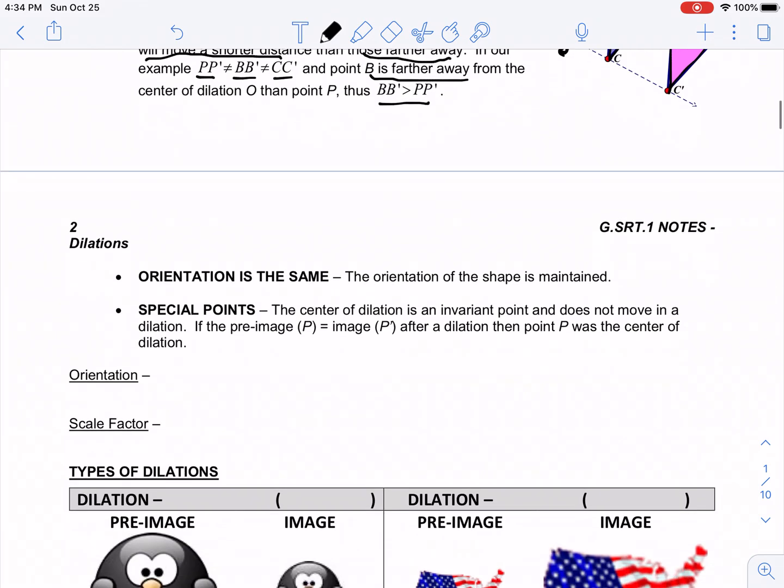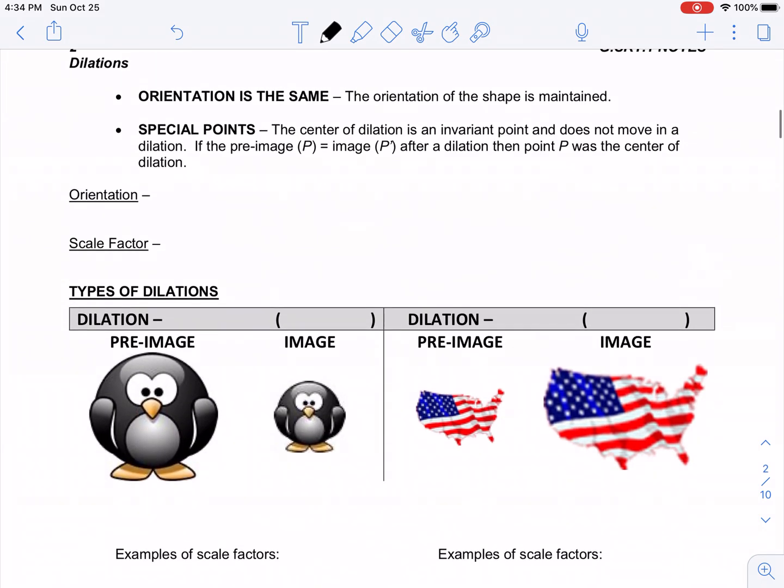So B prime is a greater distance than P prime, okay? Now, what does stay the same is the orientation. That kind of deals with the shape there. The orientation, the shape is maintained, okay? And they're trying to point out some special points that you may come across. The center of dilation is an invariant point and does not move in the dilation. If the pre-image P equals the image P prime after dilation, then the point P was the center of dilation.